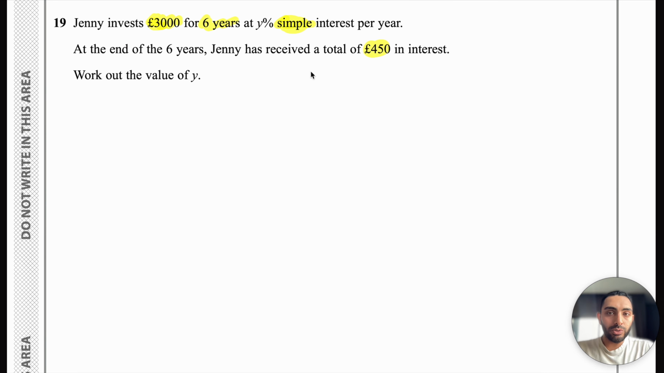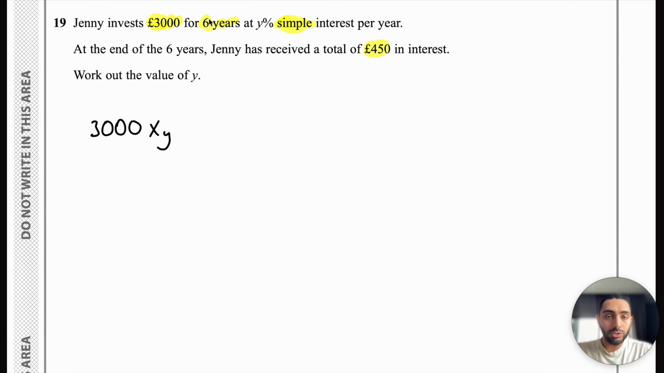The first thing that we need to do here is find out how much Jenny is earning for 1 year, and then we're going to have to multiply that by 6 because there's 6 years, and that will equal 450. So let's just imagine we're trying to find out how much she's earning in the first year. We would do 3,000 multiplied by this Y%. So we're going to multiply it by Y, and that would tell us how much she's earning in the first year.